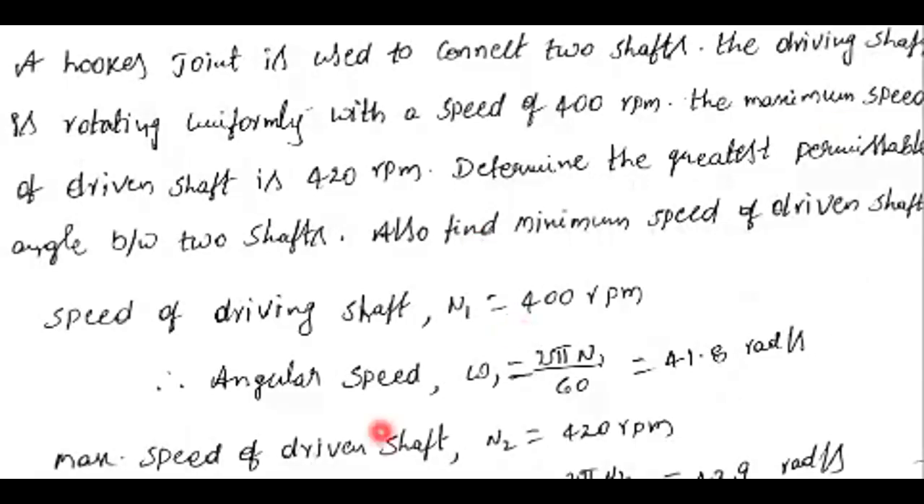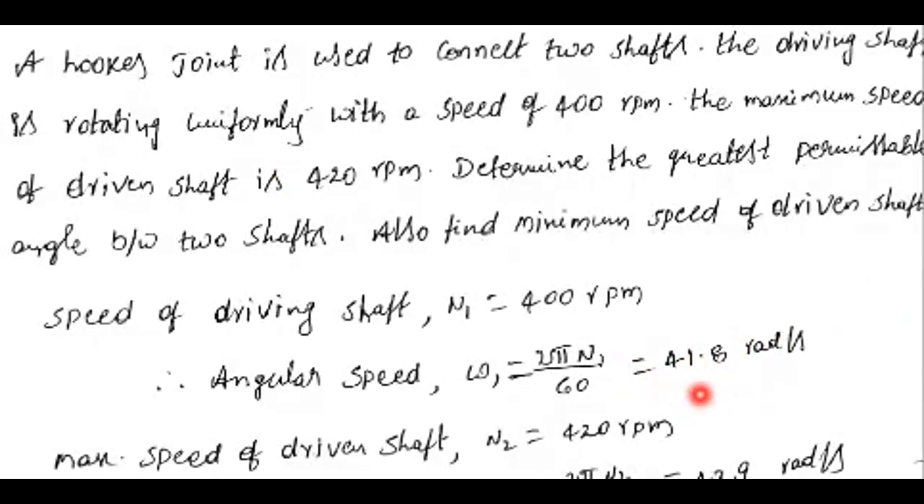So all of you read the problem and write the given values. So what is given here? The speed of the driving shaft N1 equals 400 rpm. When we know the N1 value, we can simply find the angular velocity, omega 1 equals 2 pi N by 60. When we make the calculation, we get the value of 41.8.